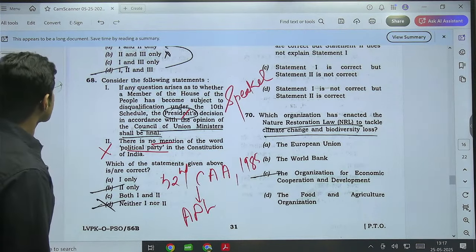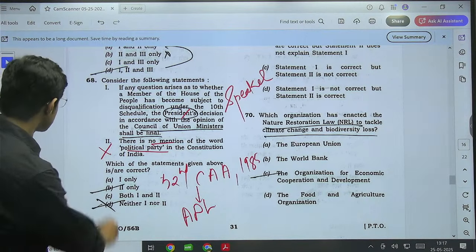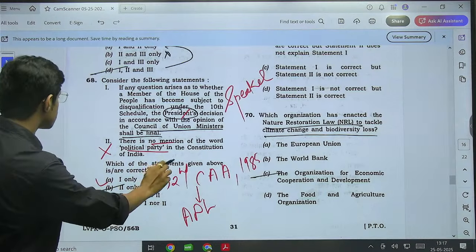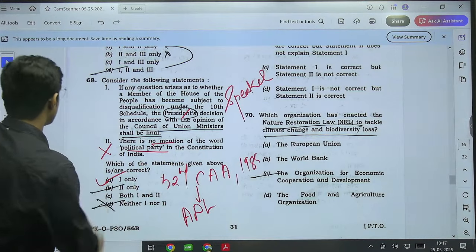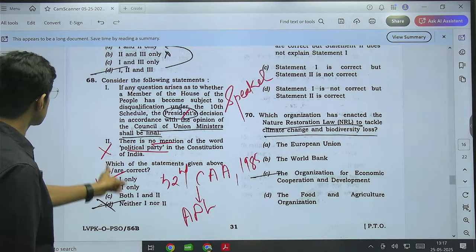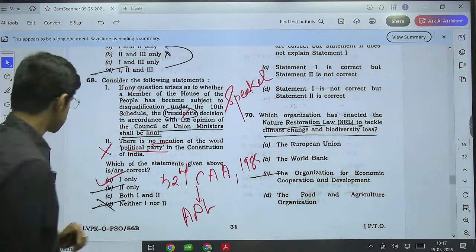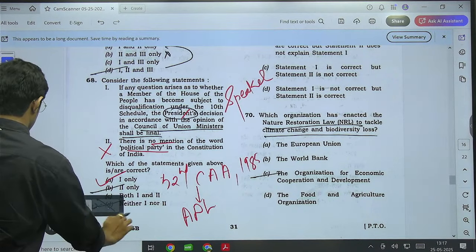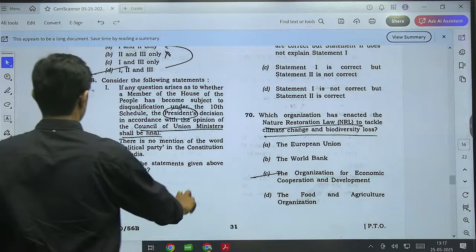So statement number 1 is correct. Which of the following statements given above are correct? A, 1 only. The second, there is no mention. It is mentioned. This one is incorrect. Statement A is the correct answer. Next question.